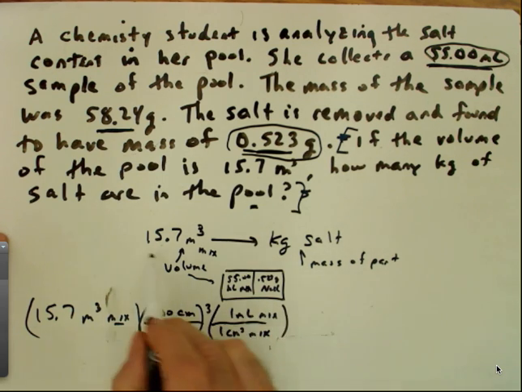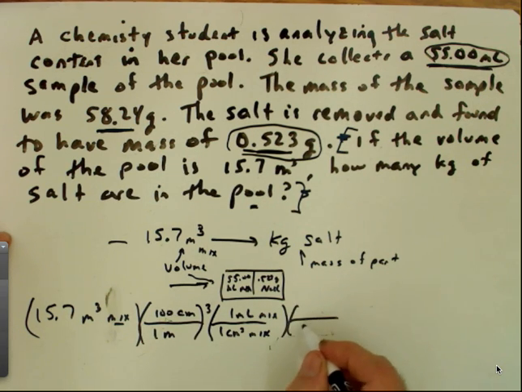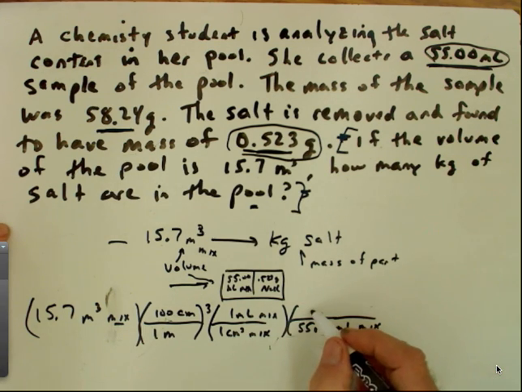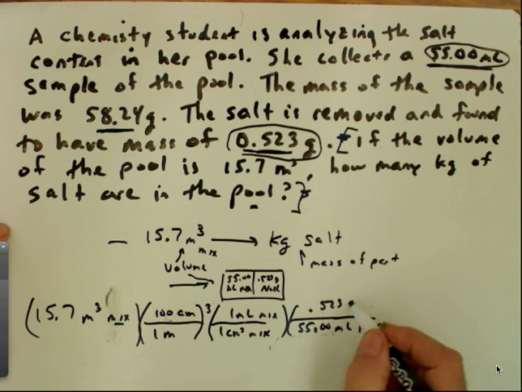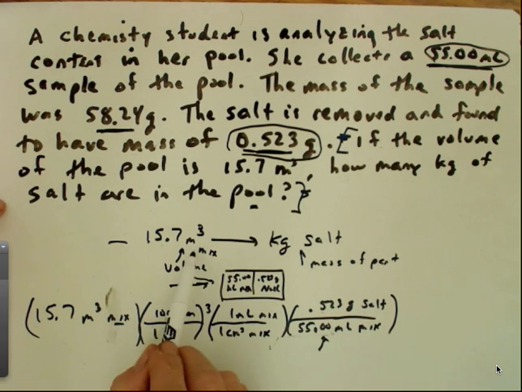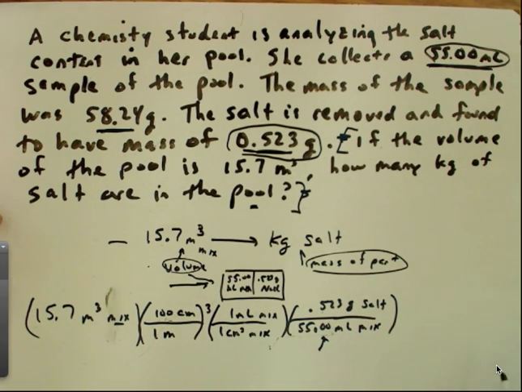Now I can use the data from the problem, and I can say right here that every time you have 55.00 milliliters of the mixture, assuming the mixture is thoroughly mixed and it's an even mixture, a homogeneous mixture, then 55 milliliters of the mixture should have 0.523 grams of salt in it. And this allowed me to convert what normally I could not have converted. You normally cannot convert a volume to a mass. But if you have a ratio based on data, then you can.